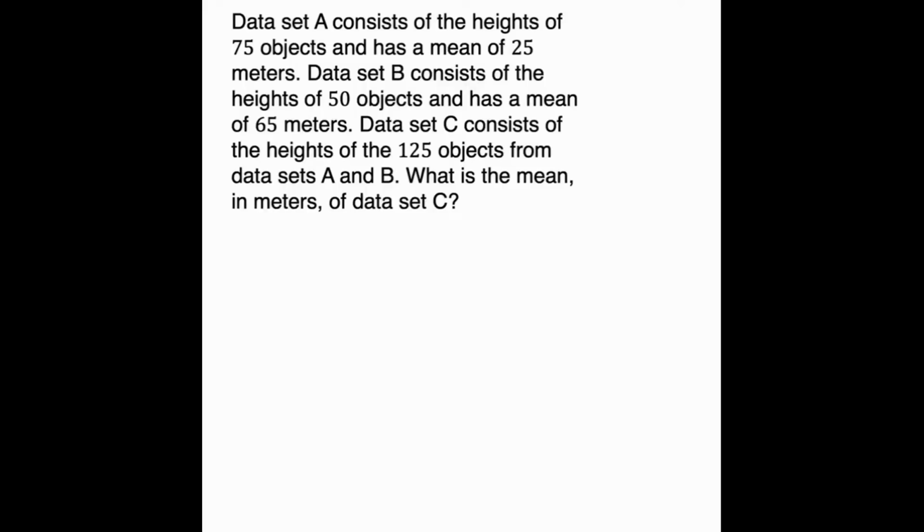To handle this question, we have to be comfortable with the idea of the average as a repeated number. For data set A, there are 75 objects with an average of 25. So what we can do to think about the sum of A is we can just imagine that all 75 of those objects are equal to 25.